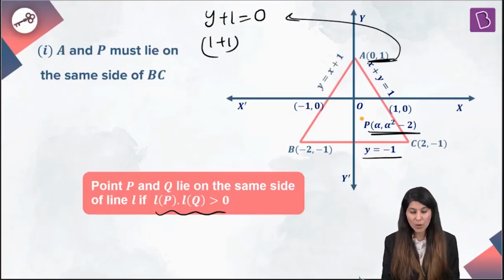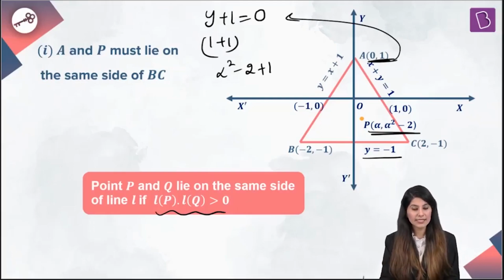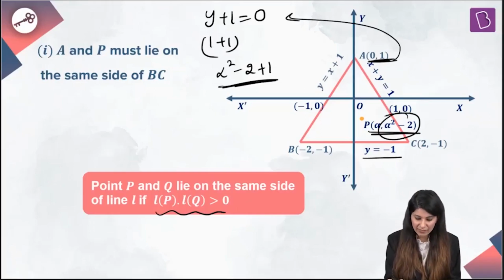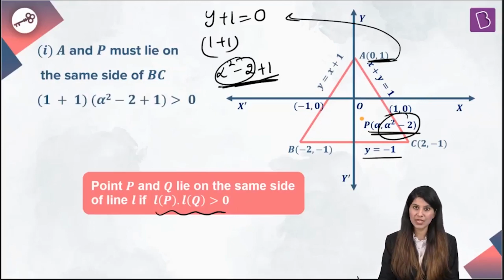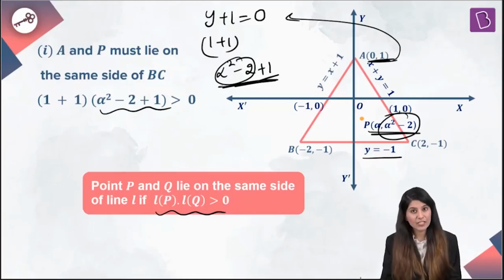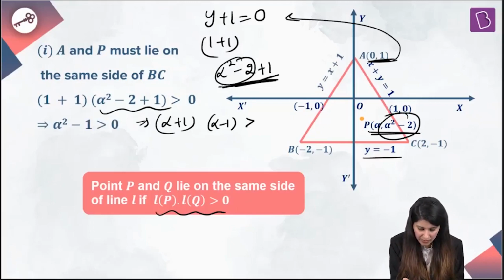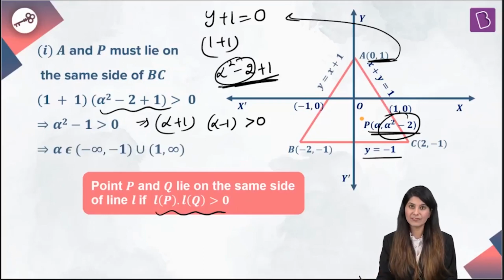And if you put alpha, alpha square minus 2 in this line, what would you get? Alpha square minus 2 plus 1. Only this. This is the second point, because there is no x to put. So only y, alpha square minus 2 plus 1. If you take the product of these two, what would you get? A positive number. So yes, what you have right now is alpha square minus 1 greater than 0, and if you solve this by method of intervals, alpha plus 1, alpha minus 1 greater than 0, you'll have what? Minus infinity to minus 1 union 1 to infinity as the answer.